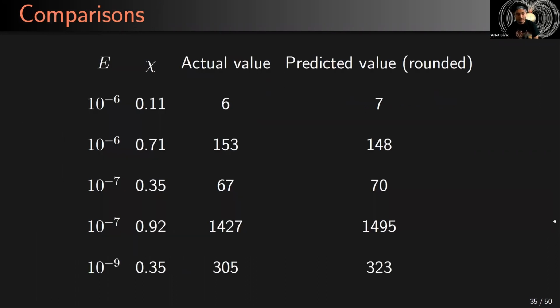So how well does it do? We've selected a few random Ekman numbers and radius ratios, and you can see this is the actual value computed by eigenvalue computations, and this is the value predicted from our simple thumb rule. And you can see in most cases they're fairly close, and close enough for most practical purposes.